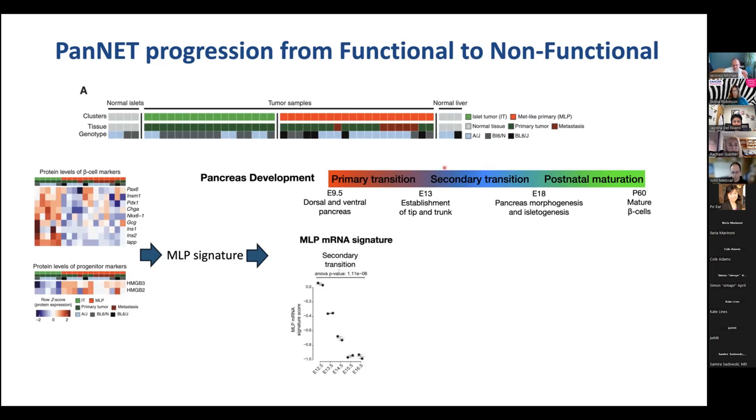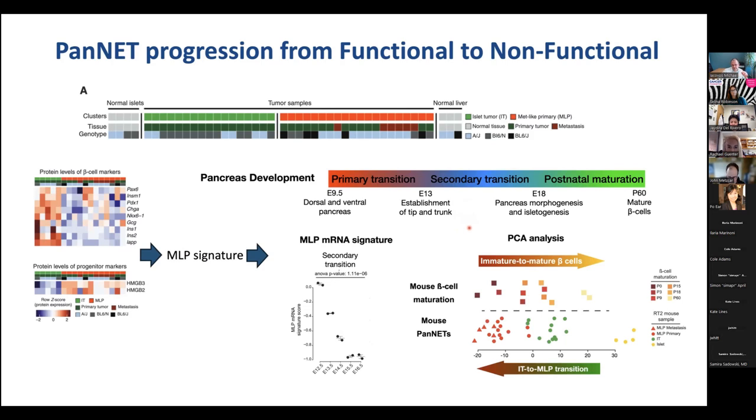So if you look first at this secondary transition that happens between E13 and E18, now you can take the different stages, like E12.5 to 16.5, and you look at the MLP score. So you see that E12.5, which is the earliest stage that we could have examined back in 2017, has the highest MLP score. And if you go more and more to E18, when you have now specification of these progenitors, this MLP score drops. But what this really tells us is that these MLP tumors look more and more like these early progenitors in the pancreas.